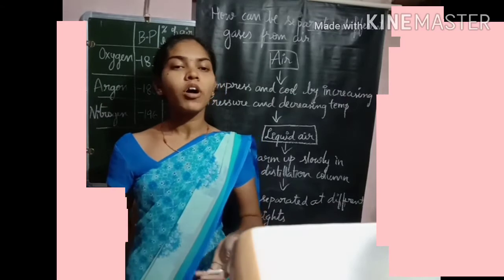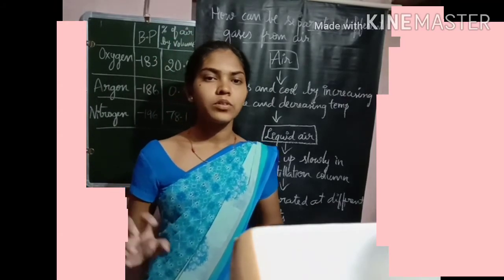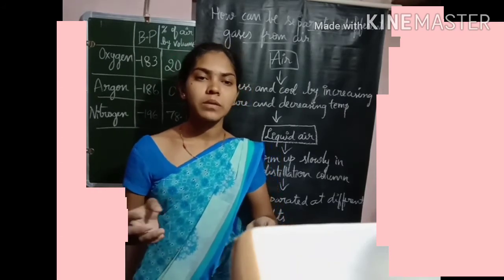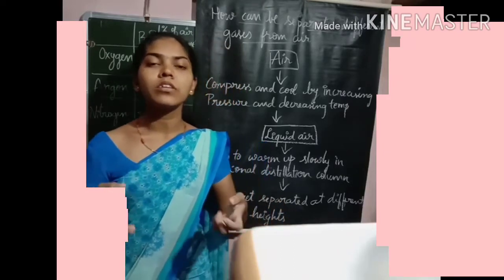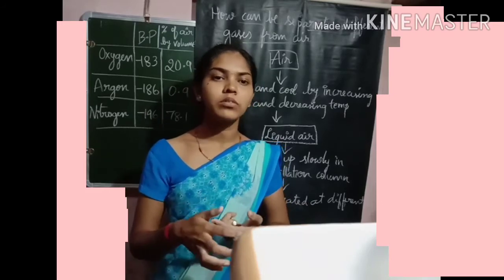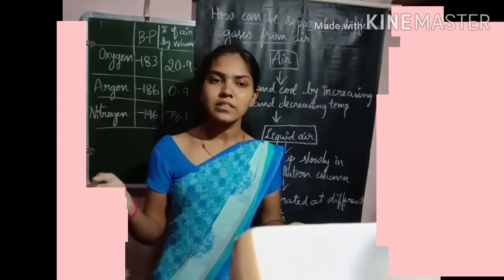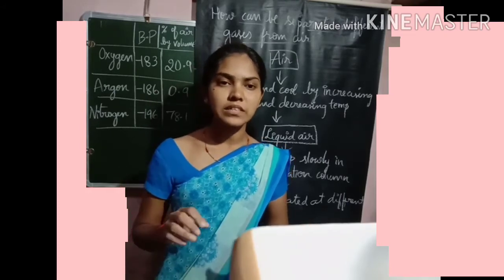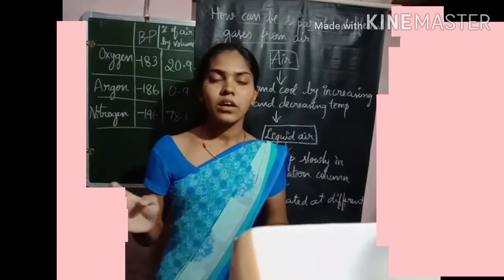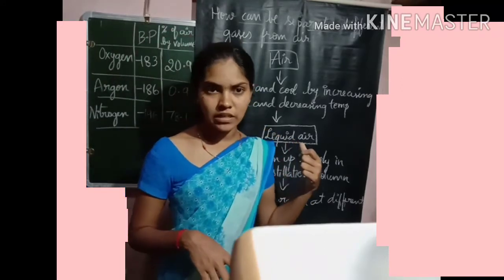If we want to separate the components of air, which method do we use? We know that air is a homogeneous mixture, which means it includes different components such as oxygen, nitrogen, carbon dioxide, and so on. So many gaseous particles are present in air. How to separate the gaseous particles? We use the fractional distillation method here.